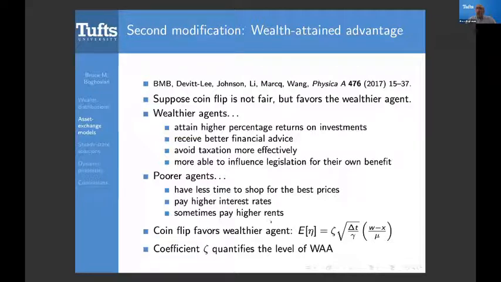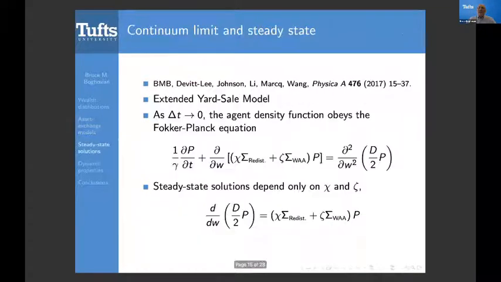How do we model this? We bias the coin a little bit. We bias it by the difference in wealth normalized to the mean wealth. This coefficient in front controls the level of wealth-attained advantage. So we have now 2 coefficients in the model, chi, which denotes the level of redistribution, and zeta, wealth-attained advantage.